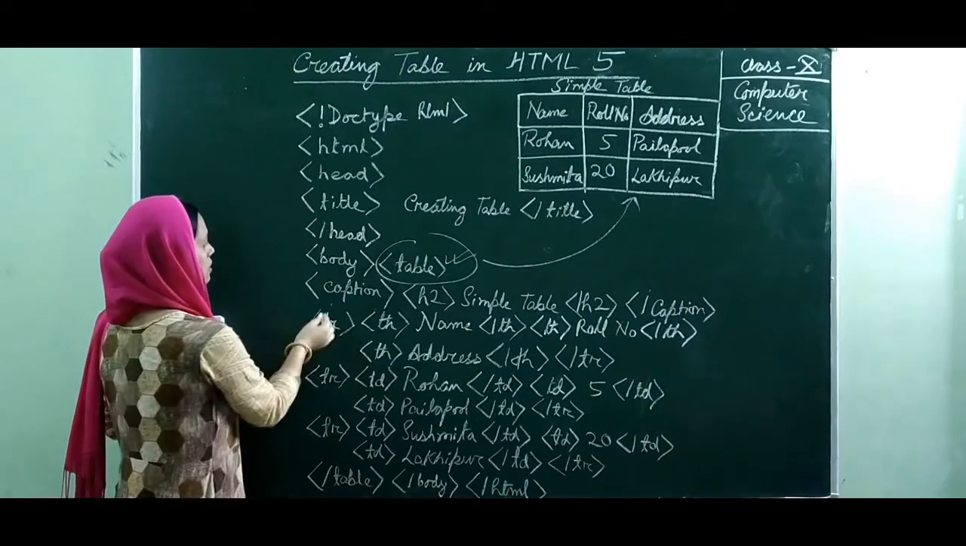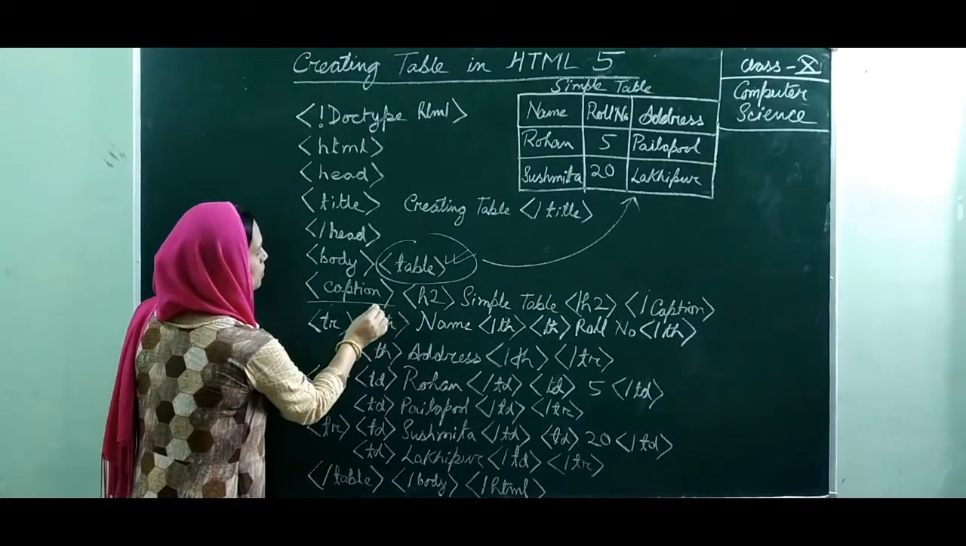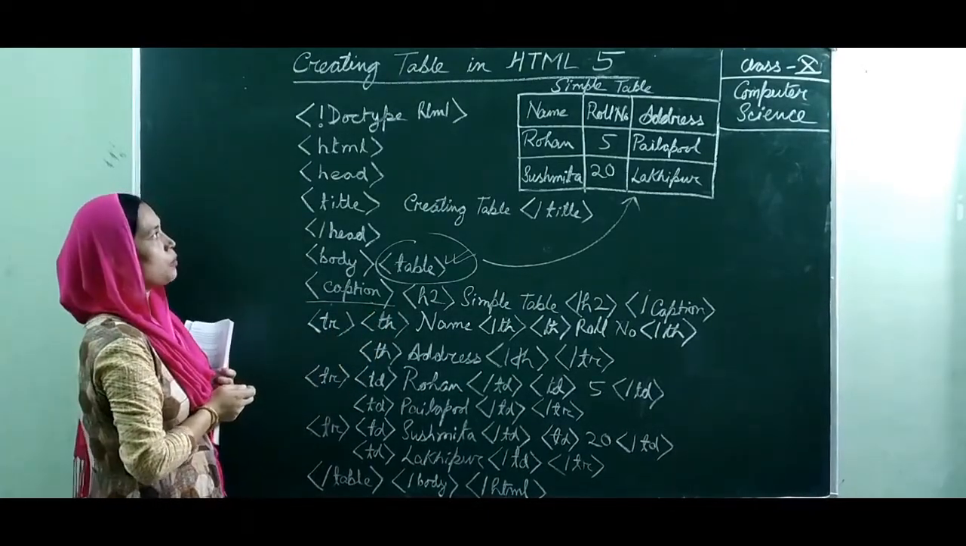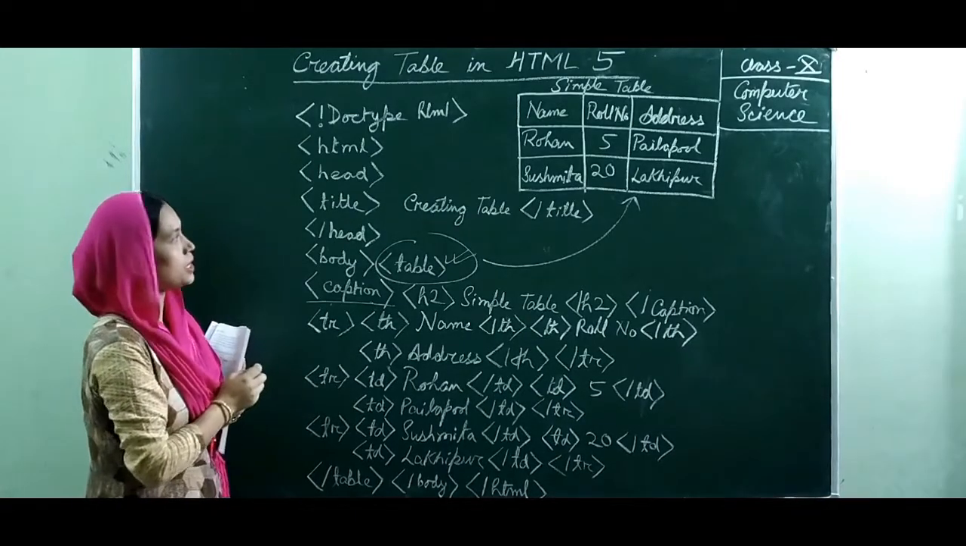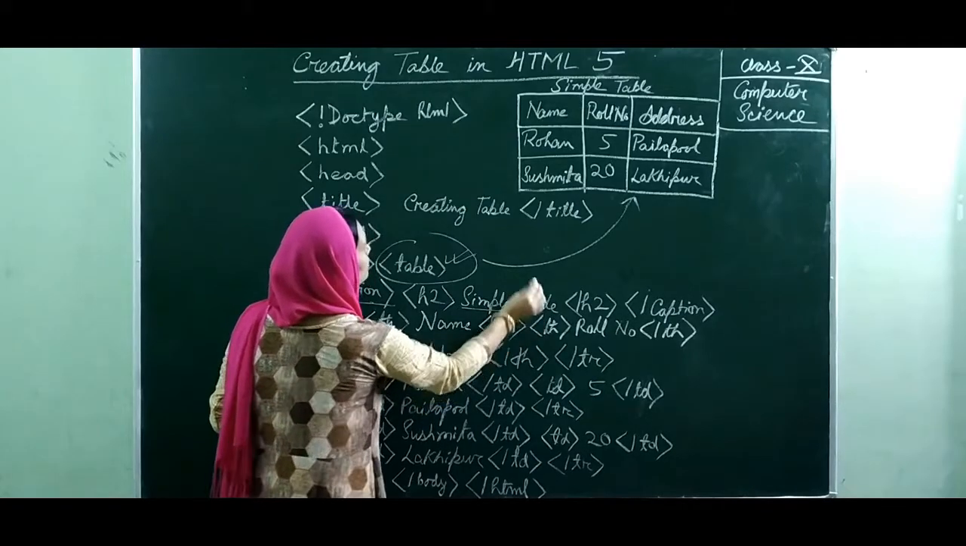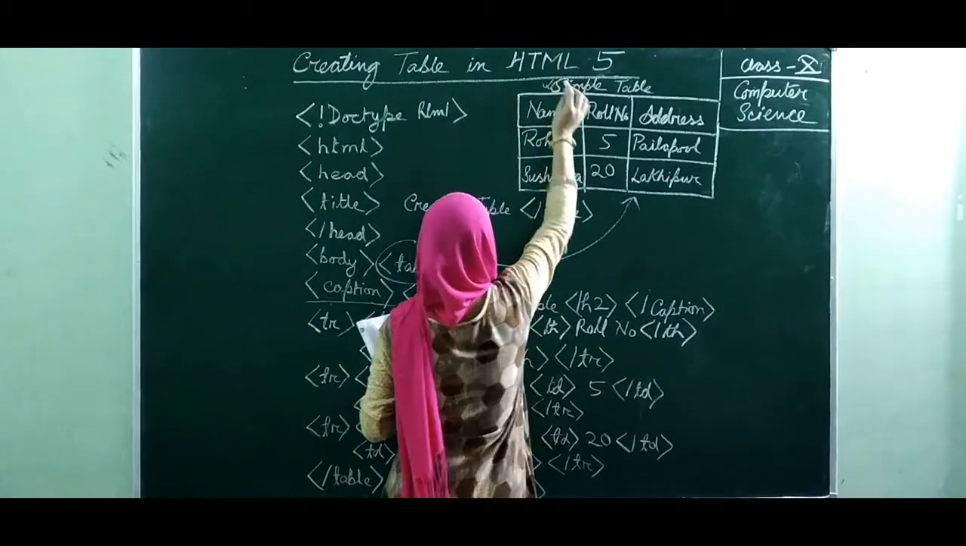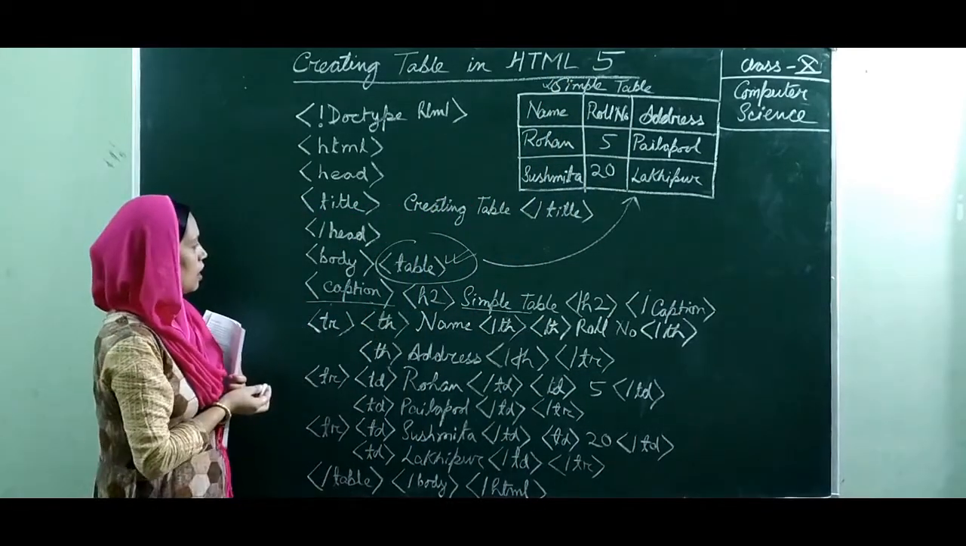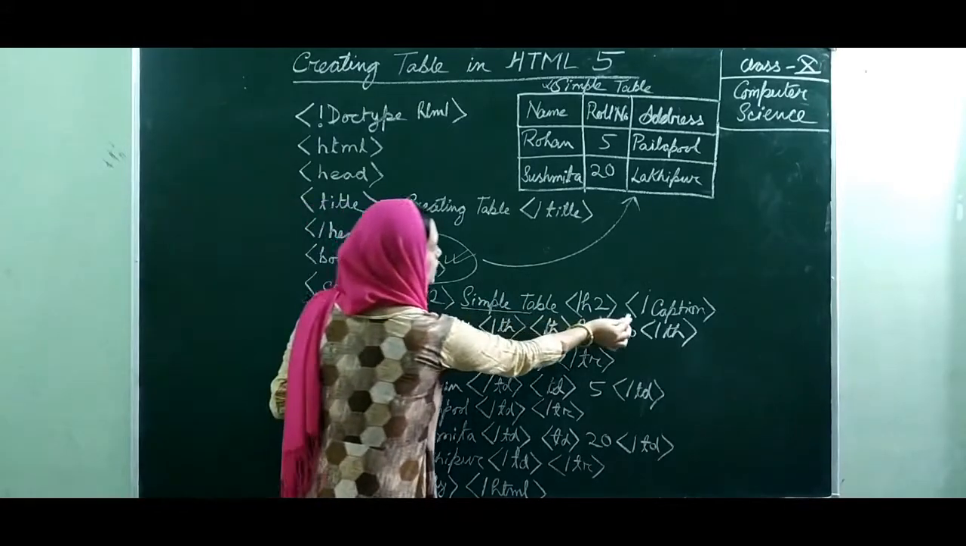Alright, next, this is a caption tag. With the help of this caption tag, we write a caption of this table. The caption which is written here, simple table, we can see above the table. Then we close the caption tag.